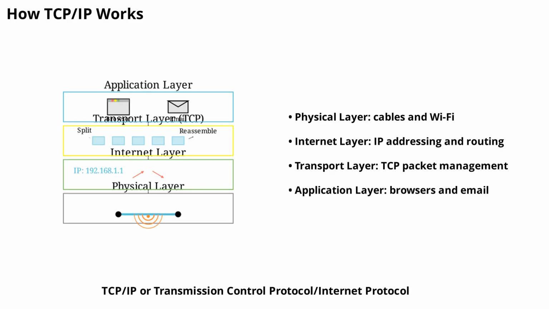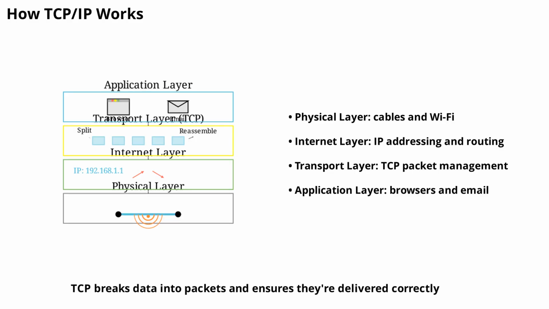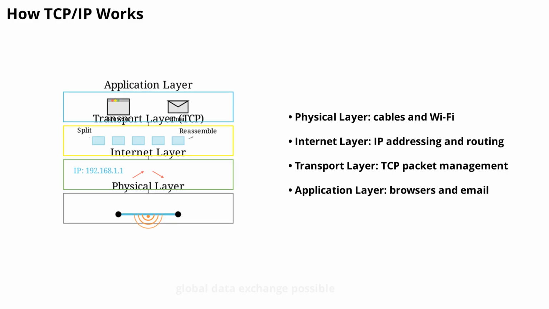TCP/IP, or Transmission Control Protocol, Internet Protocol, is the foundation of internet communication. TCP breaks data into packets and ensures they're delivered correctly, while IP handles addressing and routing. Together, they make reliable, global data exchange possible.